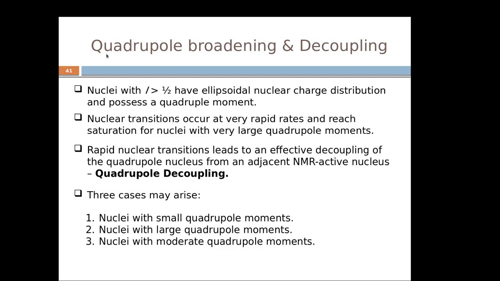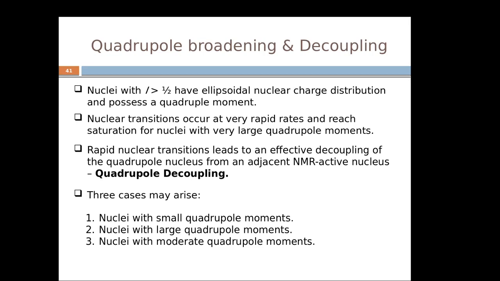Dear students, having discussed various aspects of how coupling happens between two nuclear spins, we are going to see some other terms that are related to coupling phenomena, such as quadrupole broadening and spin decoupling.